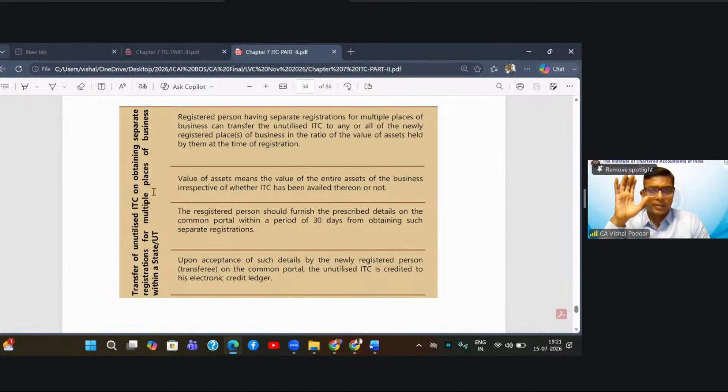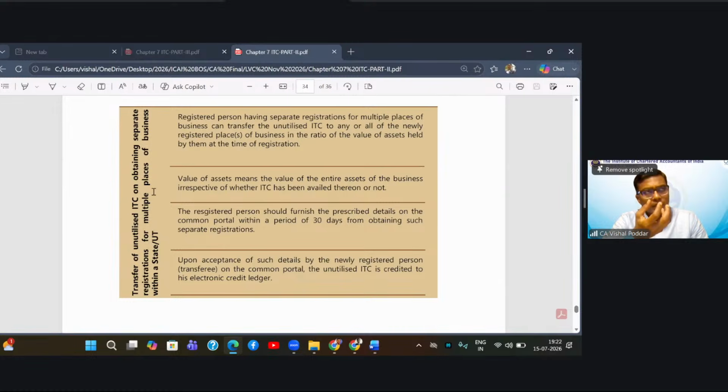I hope you are getting this. Now this ITC balance belongs to all the branches. Now we are splitting them. Splitting means now we are separating the GST number. We are dividing the GST number between various branches. Now, when you are dividing the GST number in various branches, the question is what will happen to that common ITC? Again, the answer is that common ITC can be divided between all the branches because originally you had a single number. So all branches' ITC was in a common account, common credit ledger.